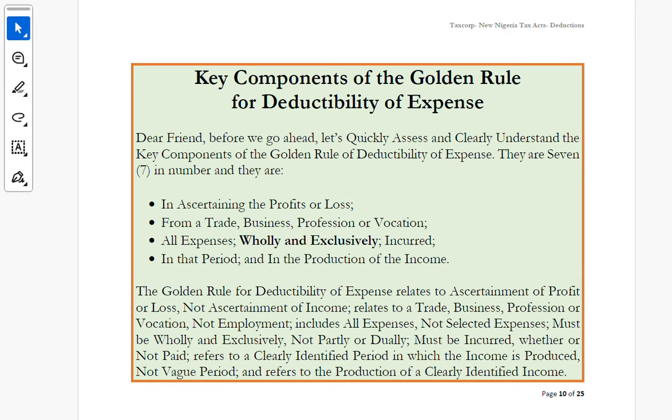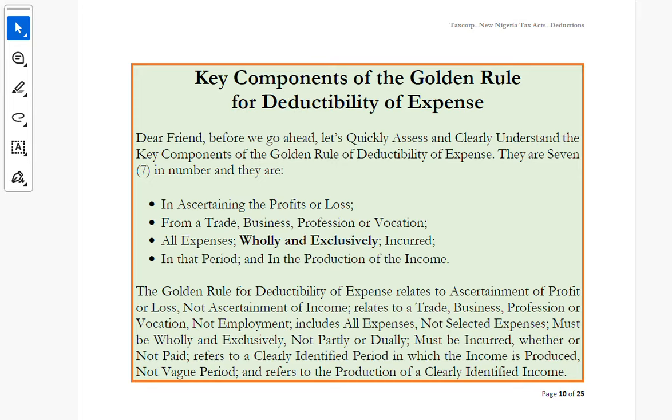Now, let's look at the key components of the golden rule for deductibility of expense. There are 7 of them. The first is in ascertaining the profit or loss. The second is from a trade, business, profession, or vocation. The third is all expenses, wholly and exclusively incurred in that period and in the production of the income. The golden rule of deductibility of expense relates to ascertainment of profit or loss, not ascertainment of income. It relates to a trade, business, profession, or vocation, not employment.